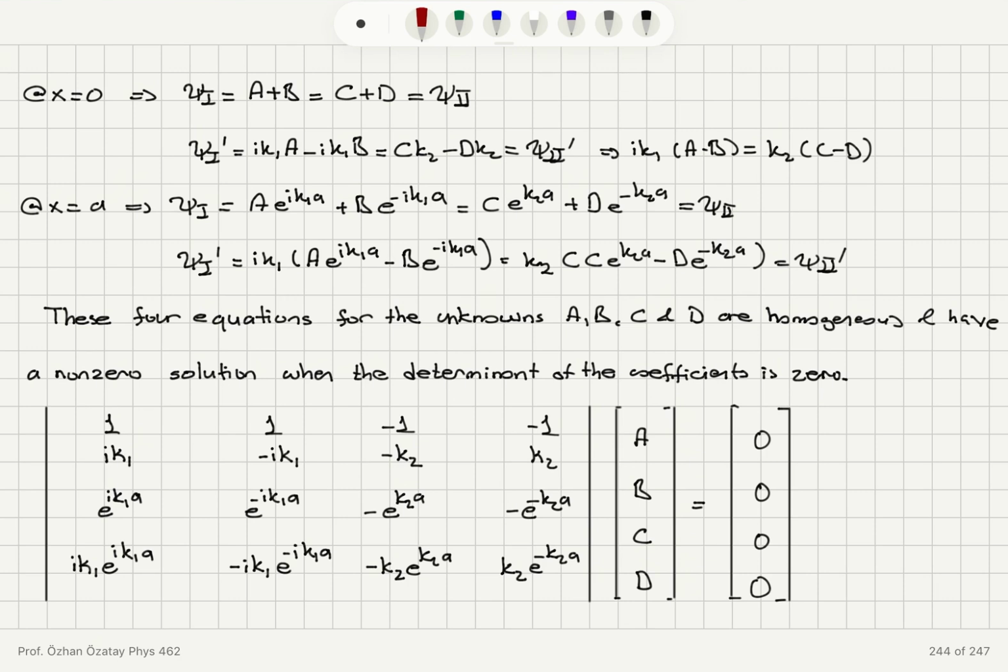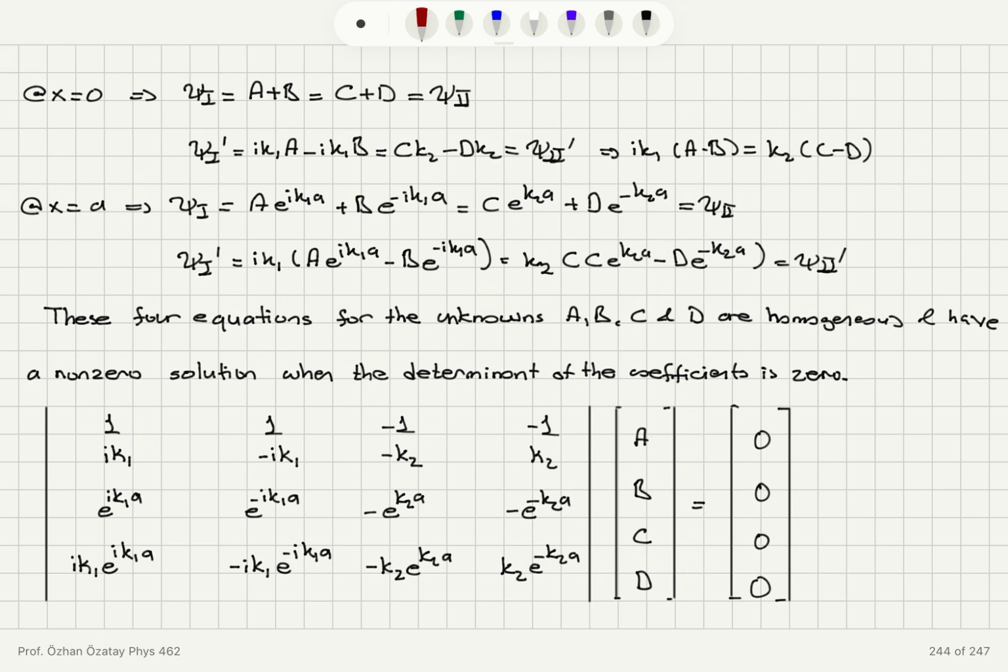So there are four equations and four unknowns, four coefficients a, b, c, d. These equations are homogeneous and will have a non-zero solution when the determinant of the coefficients is 0. So we write the first equation, a plus b is equal to c plus d: 1a plus 1b minus 1c minus 1d equals 0. So that's the first row. And then the second row: ik1a minus ik1b minus k2c plus k2d is equal to 0. So we're taking the k2(c minus d) to the left hand side, and so on and so forth.